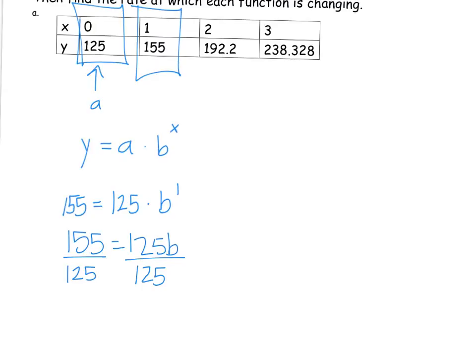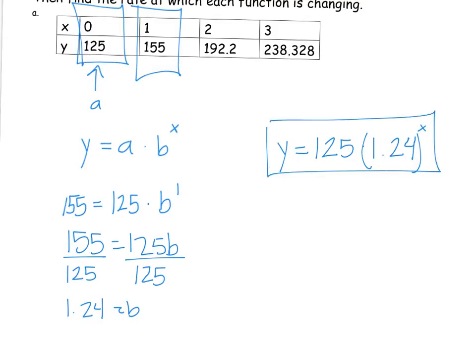So I need to get out my calculator. And I take 155 divided by 125, and I get 1.24. And that is my b. So then I have y equals my a value, 125, times 1.24 to the x power. You can put that in parentheses, or you don't have to, it doesn't matter. So that is going to be my equation.